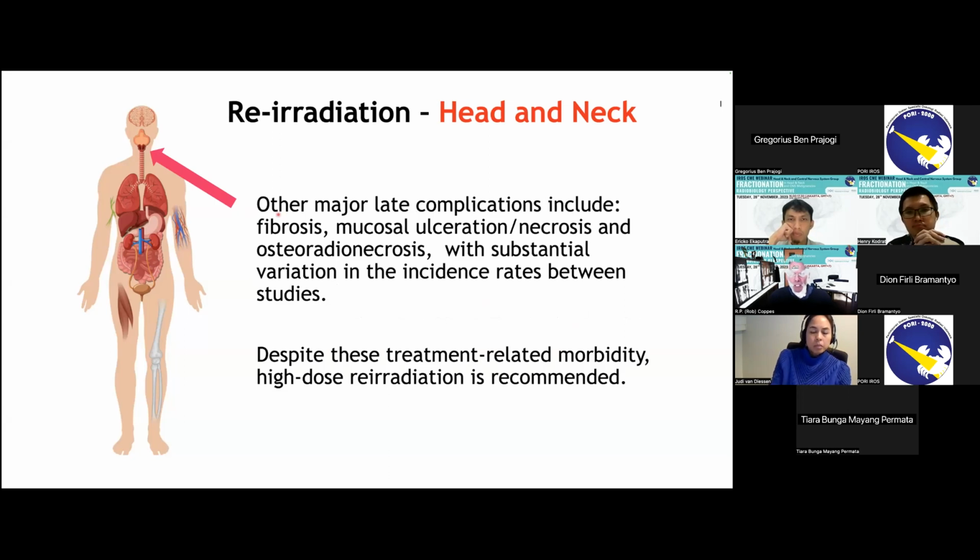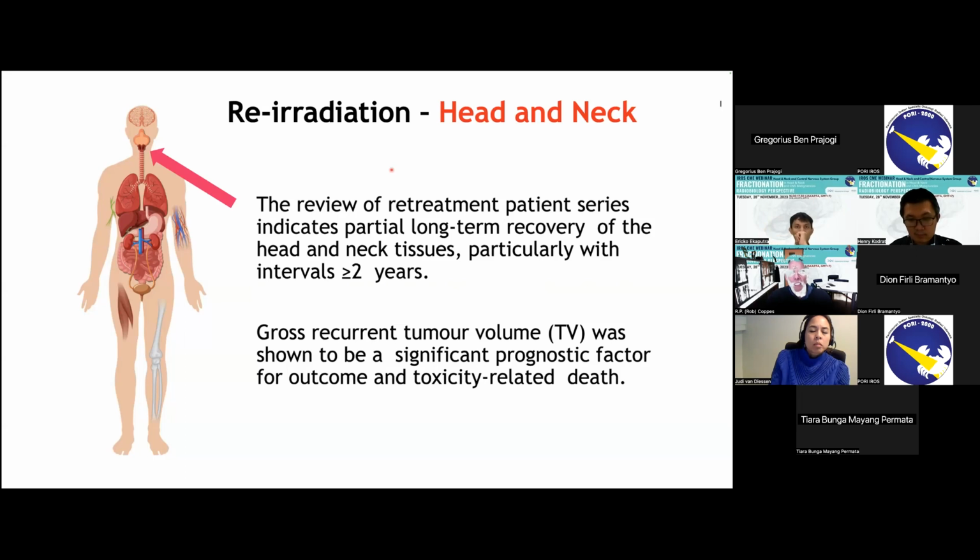Other major complications, of course, include fibrosis, mucosal ulceration, necrosis, and osteonecrosis, with substantial variations in the incidence rates between studies. So that's also kind of difficult. However, despite these treatment-related morbidities, high-dose re-irradiation is still recommended with the constraints I proposed. The review of retreated patient series indicates partial long-term recovery of the head and neck tissue, particularly with intervals bigger than 2 years. So this is something you really have to keep in mind. The longer the interval, the better the potential to do re-irradiation in head and neck.